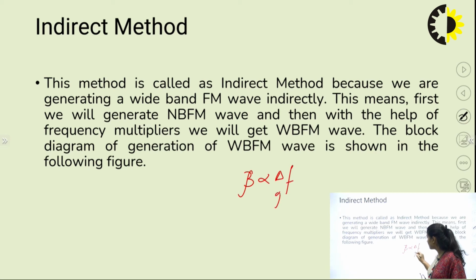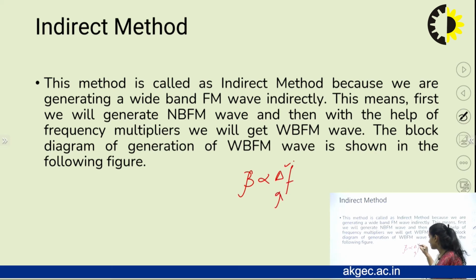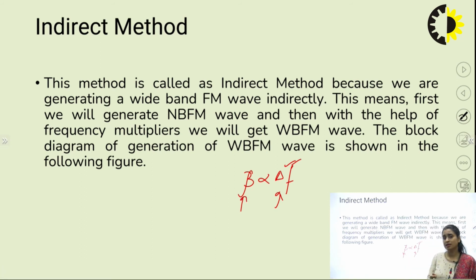When, with the help of a frequency multiplier, I'm able to increase del f, I'm able to increase the value of beta, and from there I can generate wideband FM from narrowband FM. So this is called the indirect method of generation. So we do use multipliers, frequency multipliers.